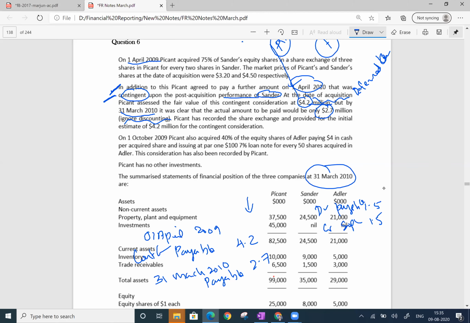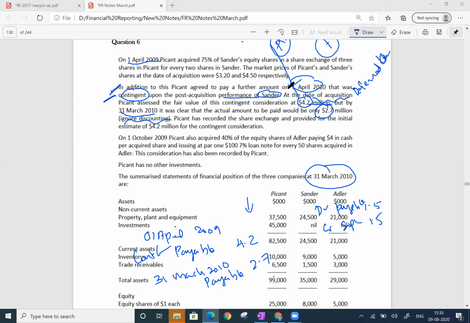What is this credit to SOPL? It's an income. It's a form of income. You were expecting 4.2 million to be paid. You have shown 4.2 million to be paid. You don't have to pay 4.2 million. You have to pay only 2.7 million. So show it like an income, finance income, or show it as separate income. Clear? That's all with respect to contingent consideration.